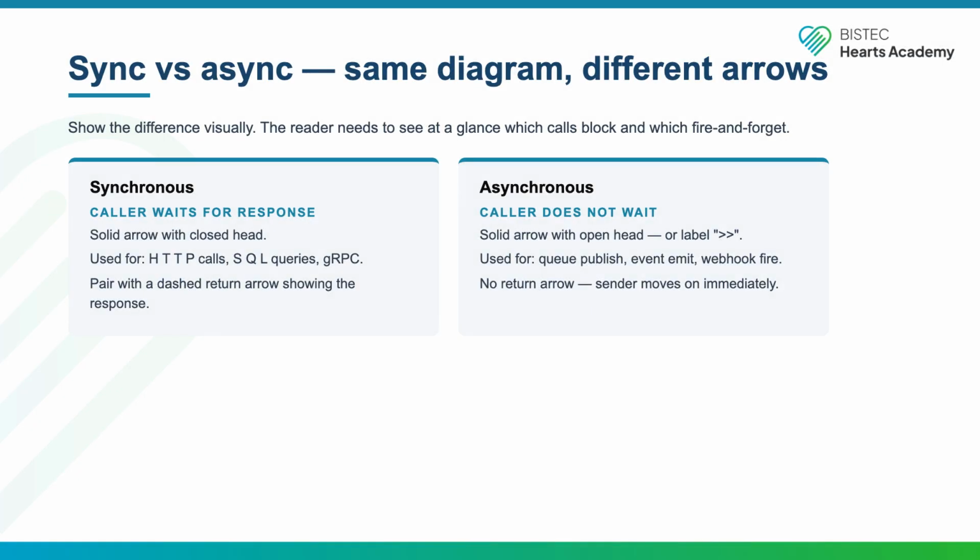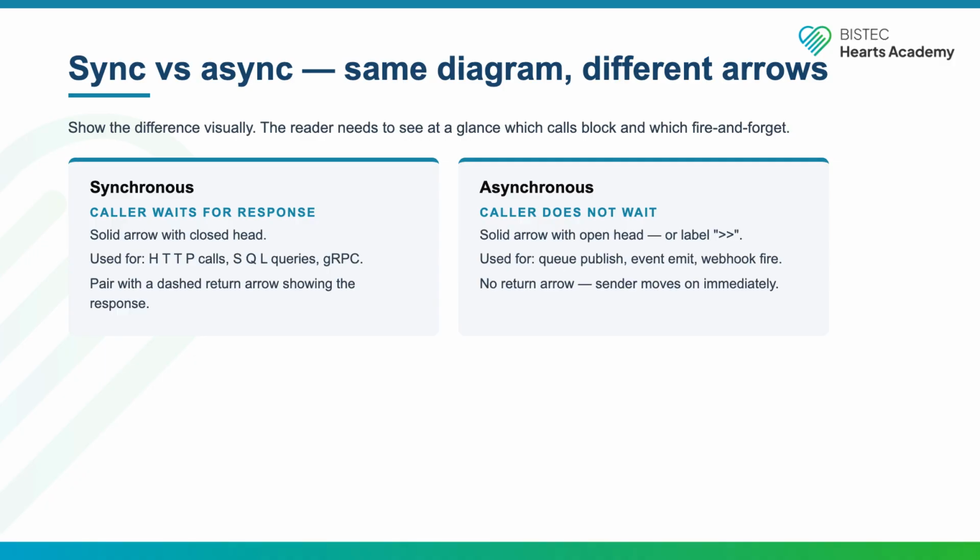Show the difference visually. The reader needs to see at a glance which calls block and which fire and forget. Synchronous. Caller waits for response. Solid arrow with closed head. Used for HTTP calls, SQL queries, gRPC. Pair with a dashed return arrow showing the response.